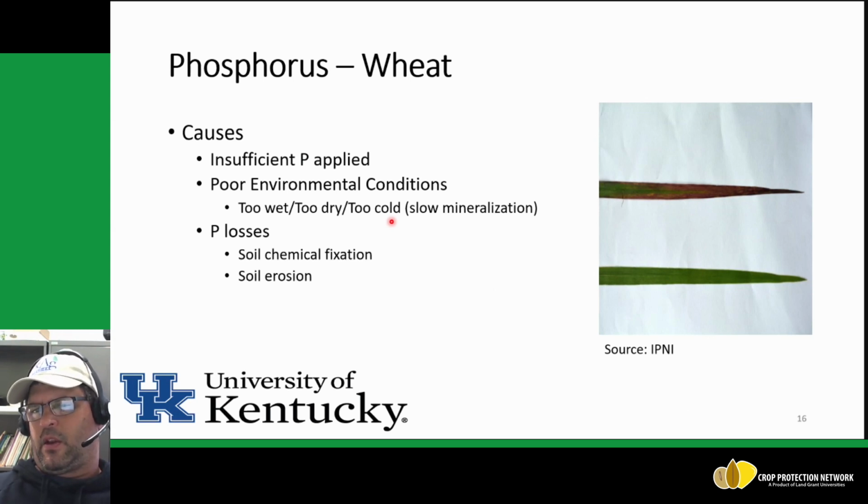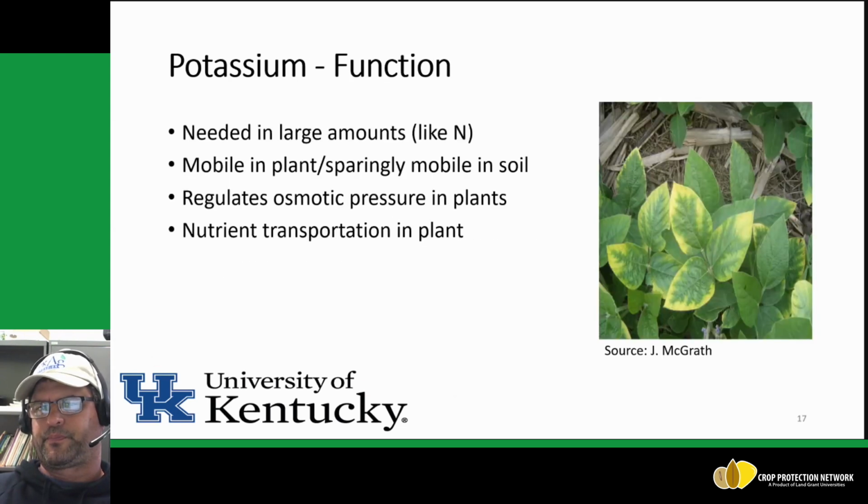dormancy. And we also have slow mineralization of organic phosphorus, so that cold not only can reduce the amount of movement that the phosphorus will do, reduce the amount of root growth, but also reduces mineralization from organic matter. We can see it here, the purple leaves like corn compared to a good leaf. The loss mechanisms, again, soil chemical fixation and soil erosion.